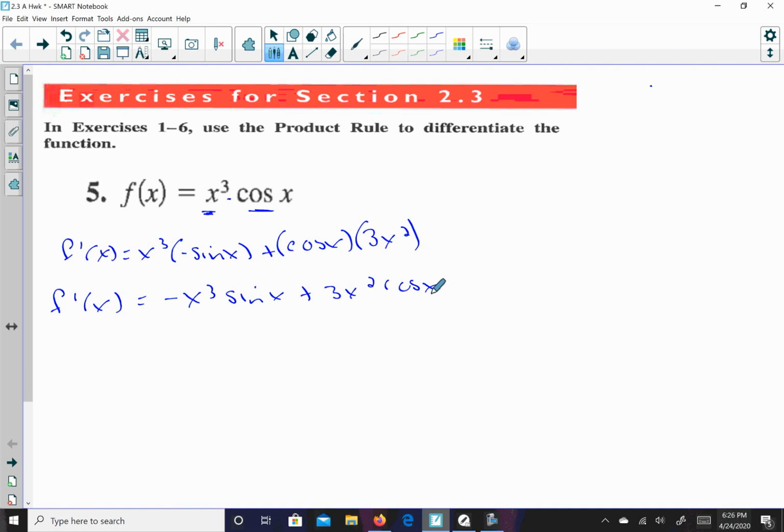And then I'm going to have to simplify some of these. And this one, what I can do is I notice that I have a common factor of x squared, so I'm going to factor that out. So my derivative simplified will be x squared. You can even factor out a negative x squared. It really doesn't matter as long as you keep your signs correct. This will be x squared times negative x sine x plus 3 cosine x. And that's the derivative. Going on to the next one.